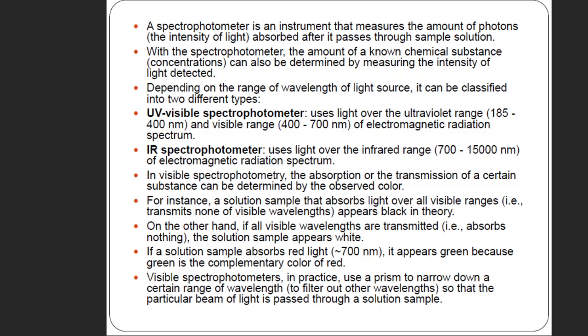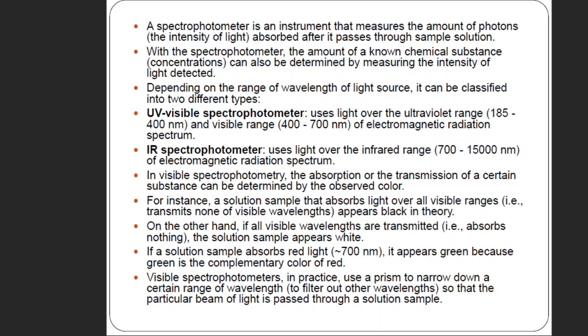If a solution absorbs red light, it appears green, because green is the complementary color of red. As we have discussed in our earlier example, the leaf or the plants appear green to us because they absorb the red color radiation of the visible VIBGYOR. Out of that VIBGYOR, they absorb the red color radiation and they reflect or transmit the green color radiation. So they appear green to our eyes, but otherwise they are absorbing red radiation.